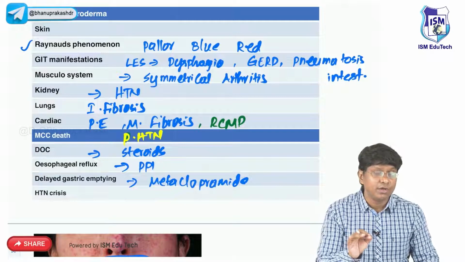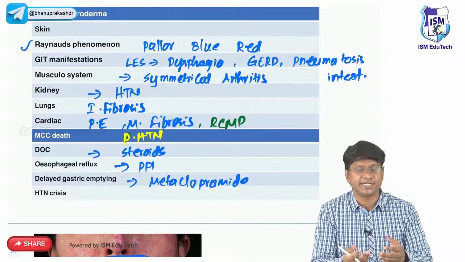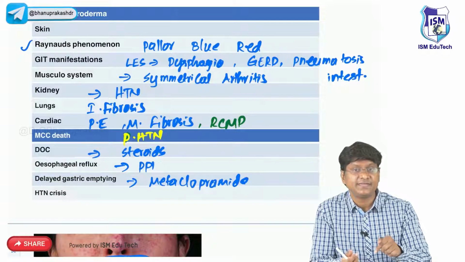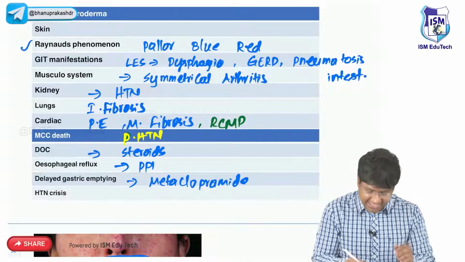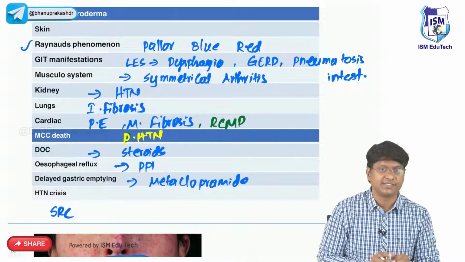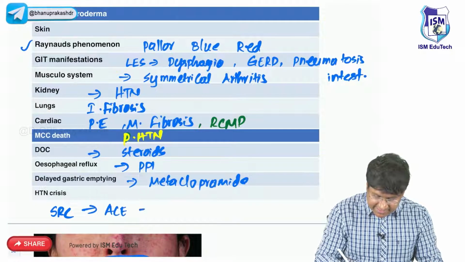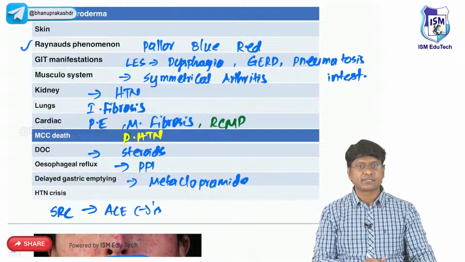Now, how do you handle this hypertensive crisis due to renal artery stenosis? In this particular scenario, whenever there is hypertensive crisis, we call it scleroderma renal crisis. And in scleroderma renal crisis, the drug that we give is the ACE inhibitors.